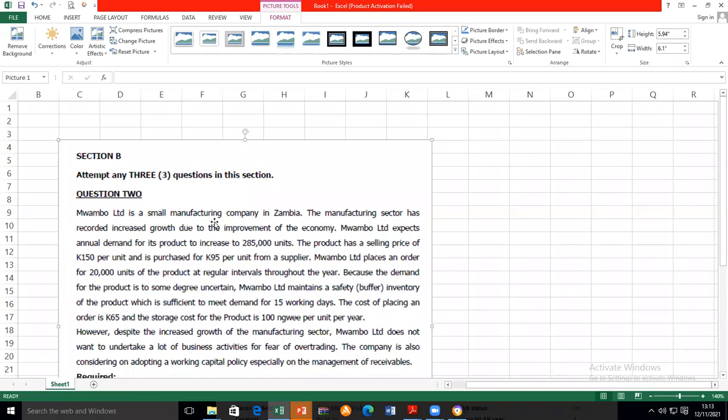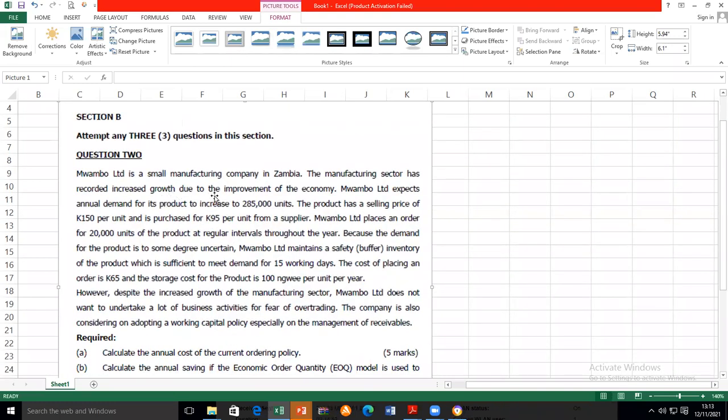The company is a small manufacturing company in Zambia. The manufacturing sector has recorded increased growth due to improvement of the economy. M expects annual demand for its products to increase to 285,000. The product has a selling price of 150 and is purchased for 95. It orders 20,000 units of the product at regular intervals. So that's what they do currently.